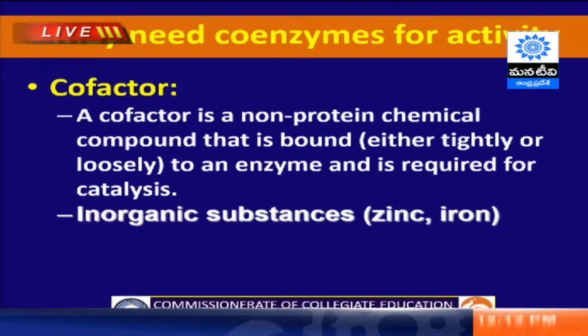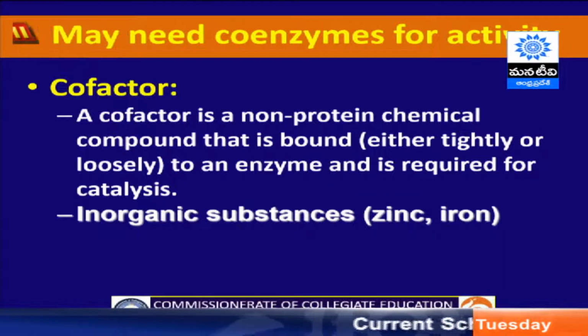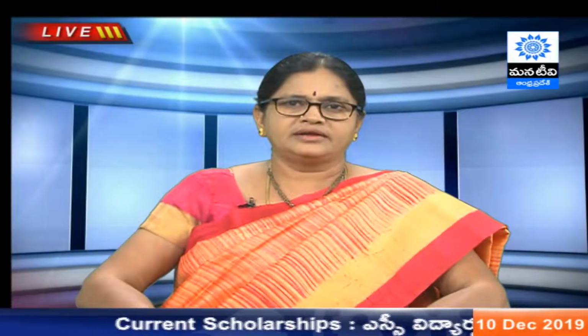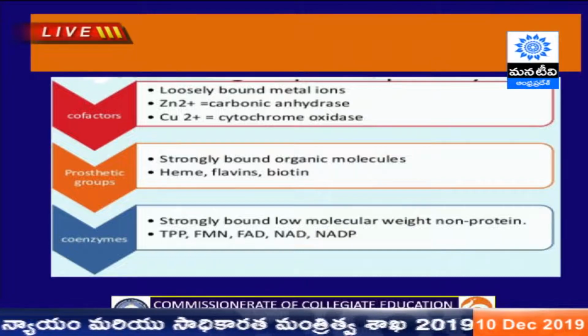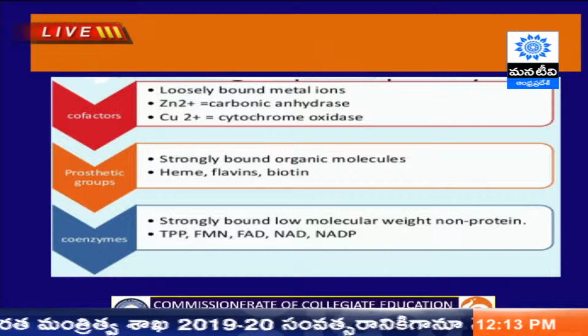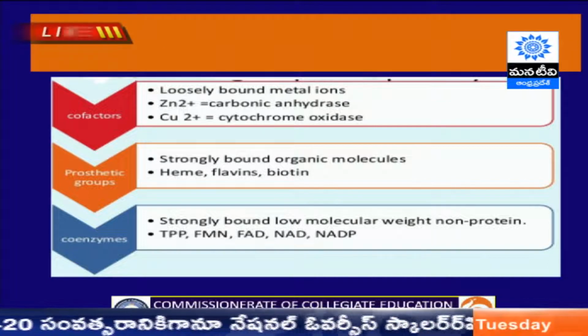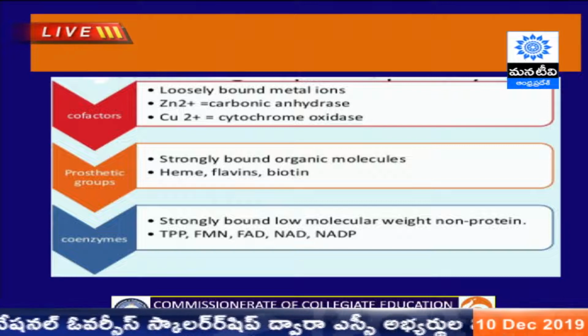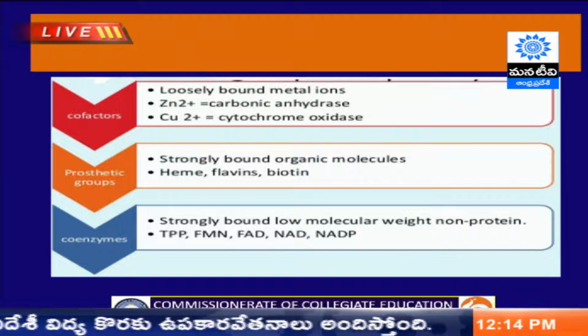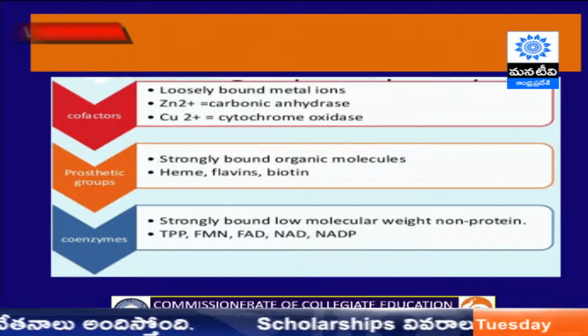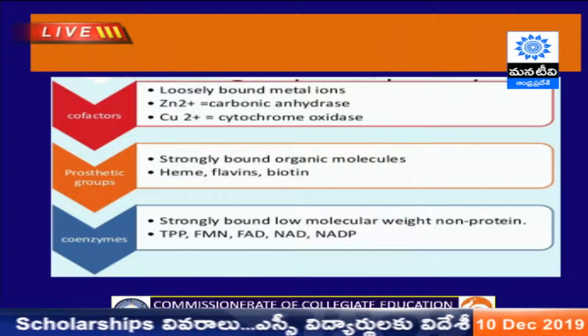So there are several others like zinc, iron, copper, cytochrome oxidases, like that. There are inorganic substances binding with the enzyme, required for the completion of the biochemical reactions. And these are the examples of cofactors: for carbonic anhydrase, zinc is the cofactor, for cytochrome oxidase copper is the cofactor, and this is the prosthetic group. Usually the prosthetic groups are in the form of a heme group or flavins or biotins, and the coenzymes are strongly bound and they are low molecular weight non-proteinaceous forms.